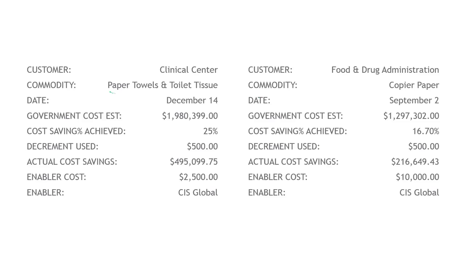The government is trying to buy paper towels and toilet tissue. Government cost estimate was about $1.9 million. And by putting this out to bid, they've estimated that they saved about $500,000 on that. Here's another one where they're out for a whole lot of copy paper. They use a lot of copy paper in the government, right? So we got about $1.3 million in copy paper, and the cost savings achieved, at least their best estimate, is about 16.7% relative to their incumbent supplier, the one that they've got right now.